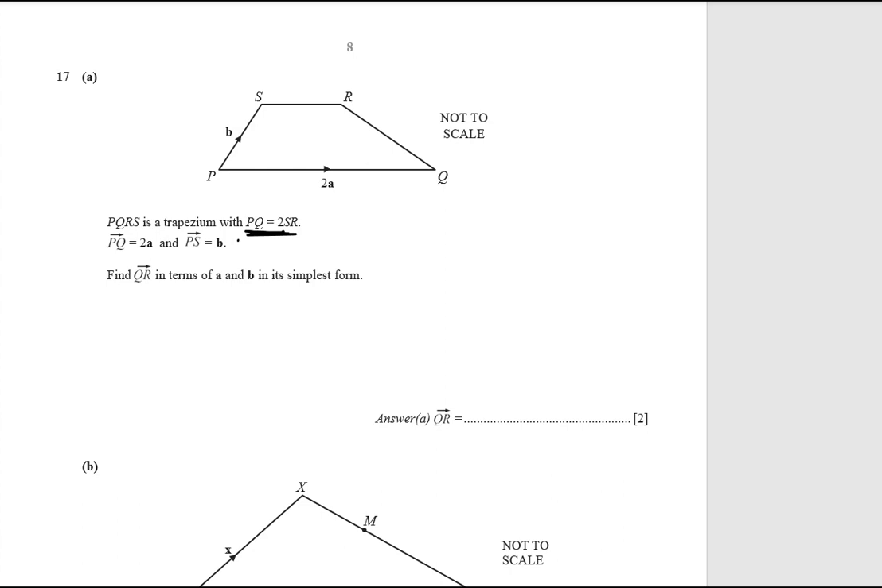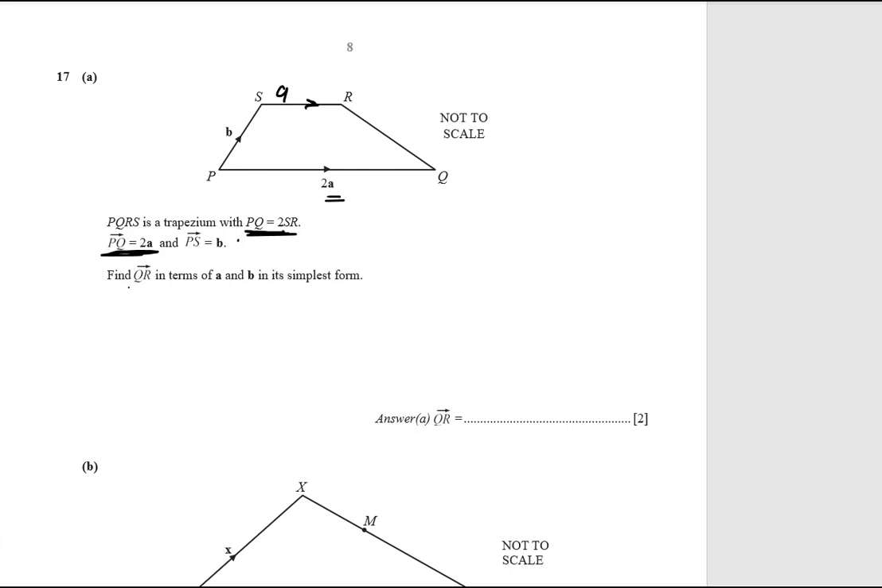Before you leave this line, let us translate this line. BQ is equal to 2SR. And PQ as a vector is equal to 2A. So PQ is 2A and BQ is equal to 2SR. So let me write the arrow here. This is SR. If this is 2A, this one must be A, because BQ is 2SR. Okay, so BQ as a vector is 2A, and PS as a vector is B.